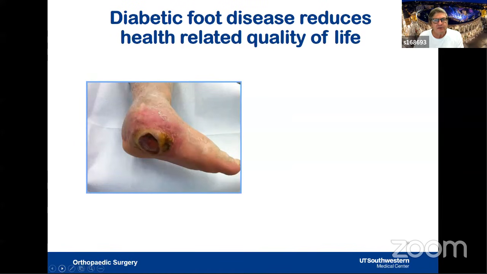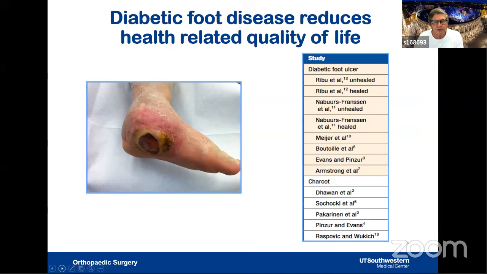We know that diabetic foot disease reduces health-related quality of life. As you can see on the bottom here, there are multiple studies, to include some from our own institution, that show that Charcot foot is associated with reduced quality of life. So as we tackle this problem, whether it's surgical or not surgical, we should have in mind the goal to improve patient quality of life. That's really a key.